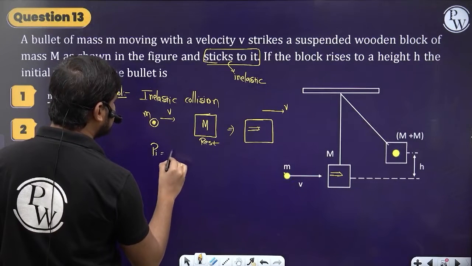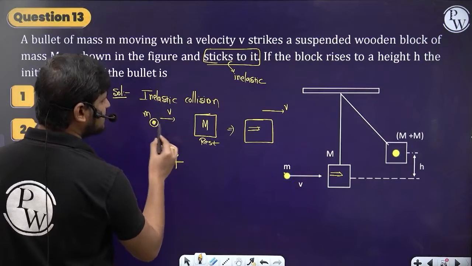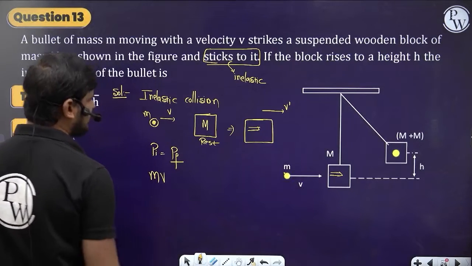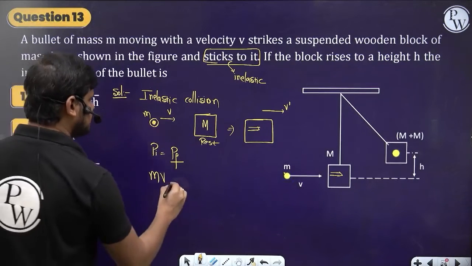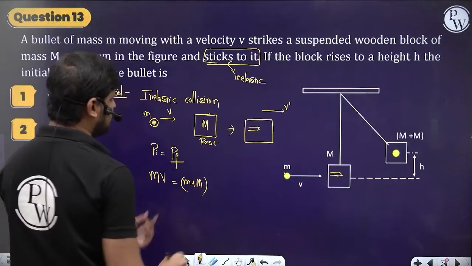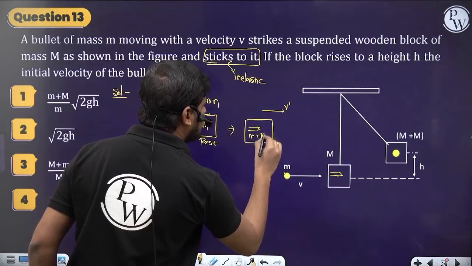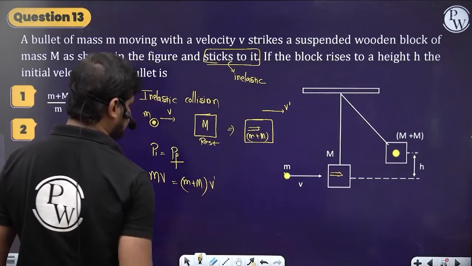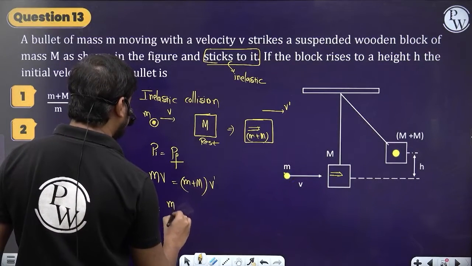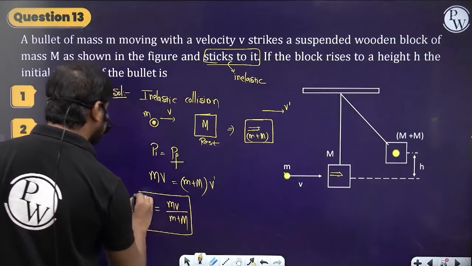the initial momentum equal to the final momentum, the conservation of linear momentum we can write. Let's suppose they move with some common velocity v dash. Then m into v, the bullet's mass into its velocity, is equal to, since they both move together, their combined mass will become m plus M. This is small m, this is capital M. They both combinedly move with a velocity v dash. So from here we got the v dash velocity is equal to mv by m plus M. Yes, so the first concept is clear guys.